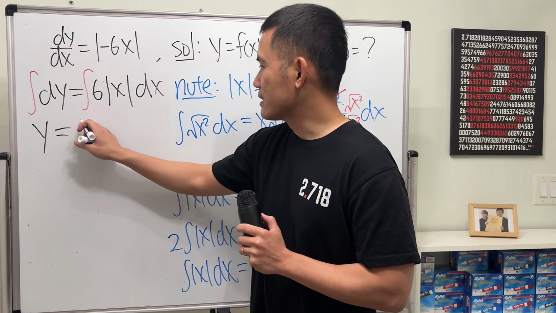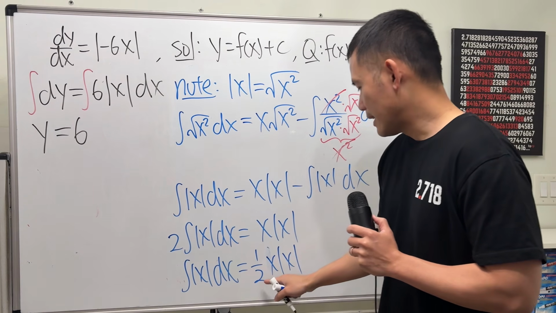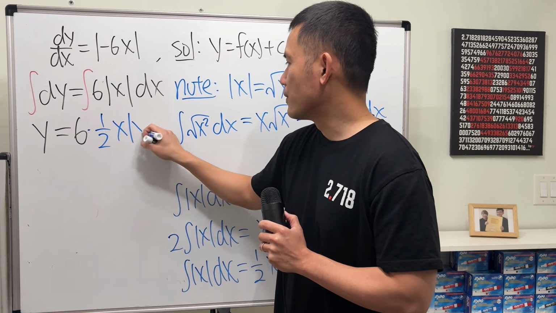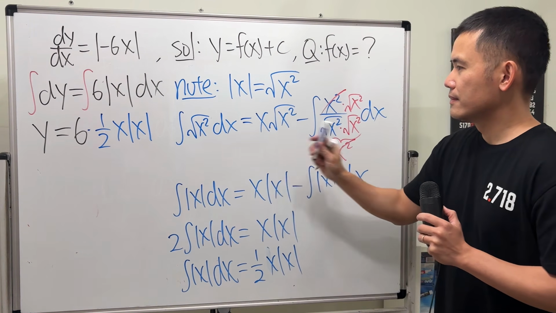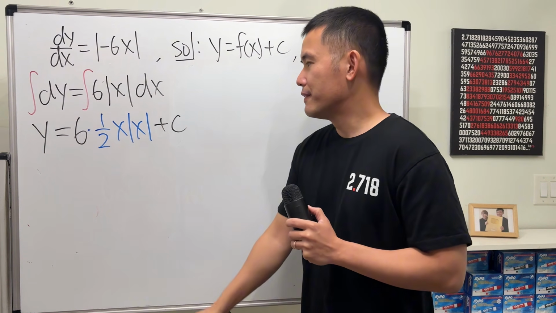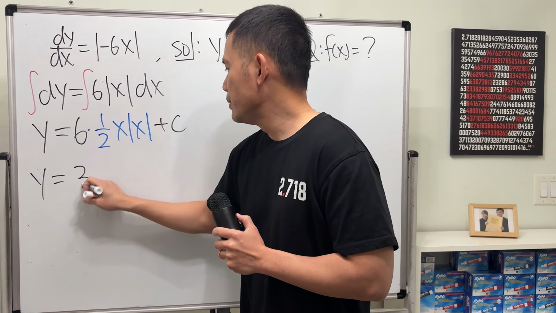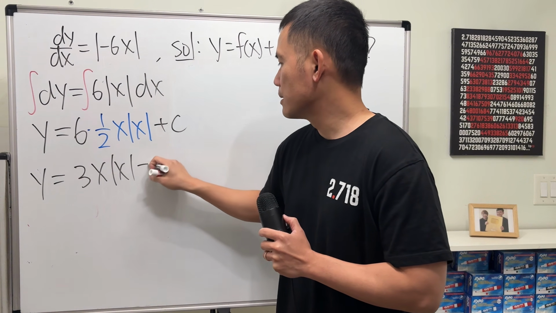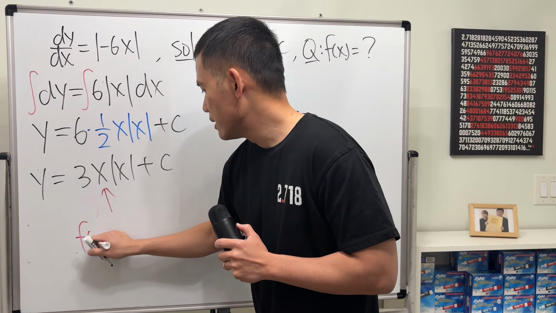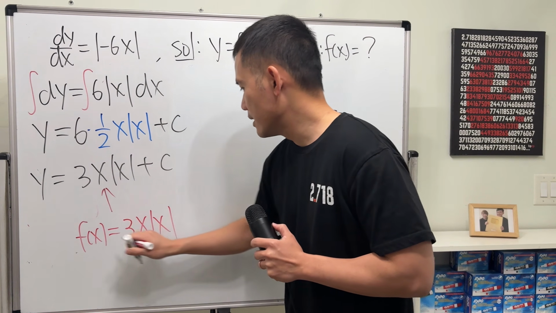So here we have the 6. And then for the integral of absolute value of x, that's this, which we will get 1/2 x absolute value of x. And then I'll put on the plus c. And then finally, this times that is just 3. So y equals 3x absolute value of x plus c. And of course, this right here is our function f of x, and that's 3x absolute value of x. And we are done.